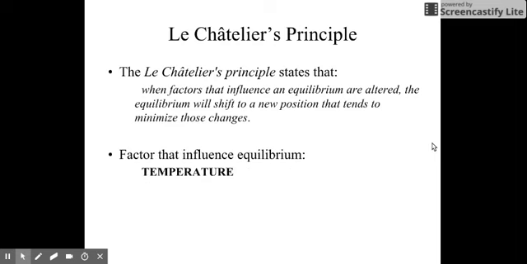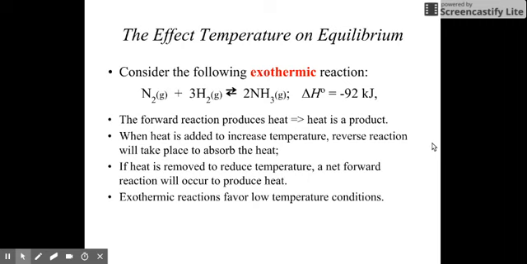This time, we're going to talk about the effect of temperature to your equilibrium state. Now, basically, temperature is easy. All you need to do is think about two types of reactions: exothermic and endothermic reaction. Let's talk about an exothermic reaction.